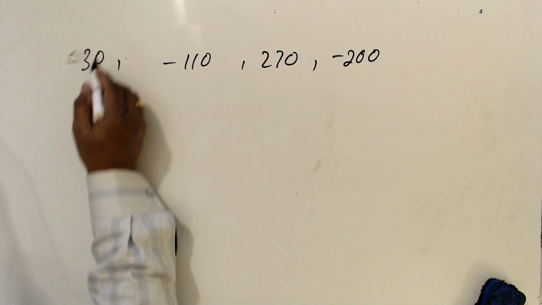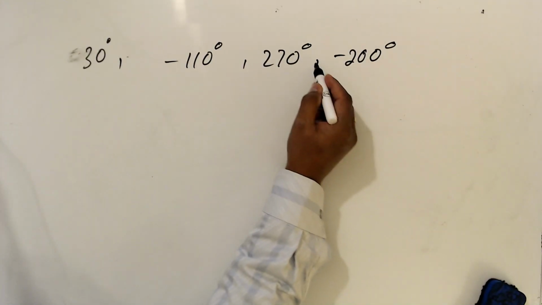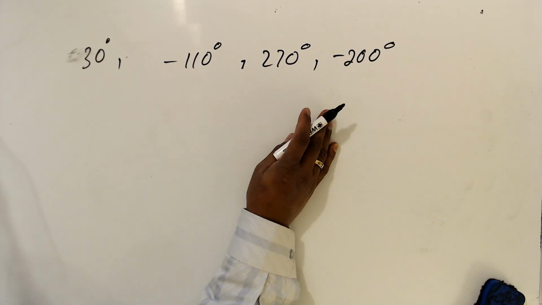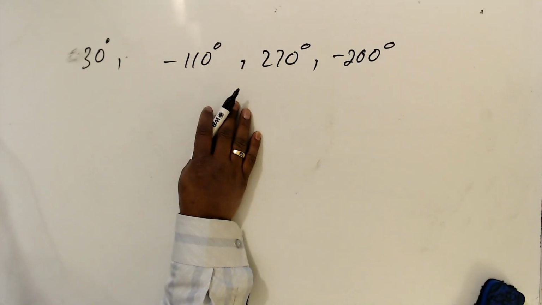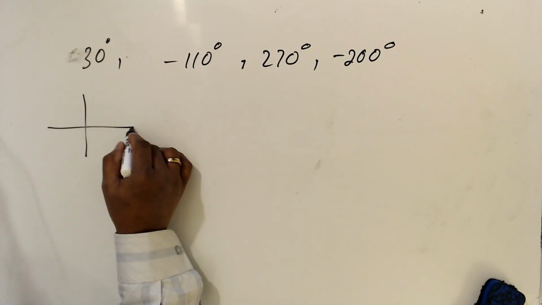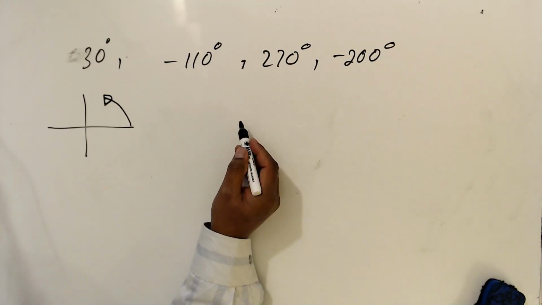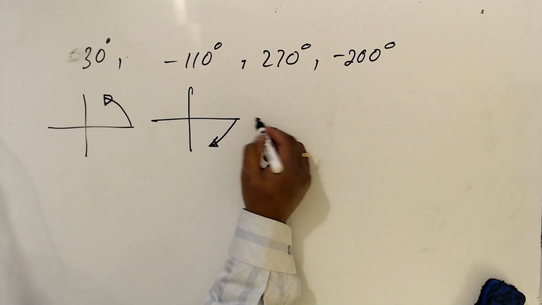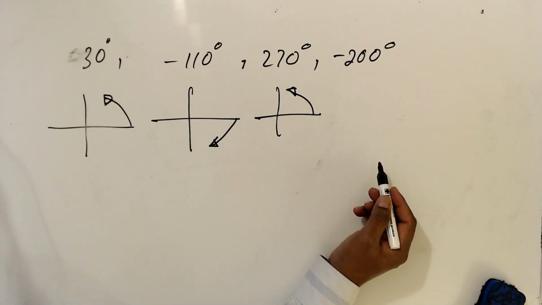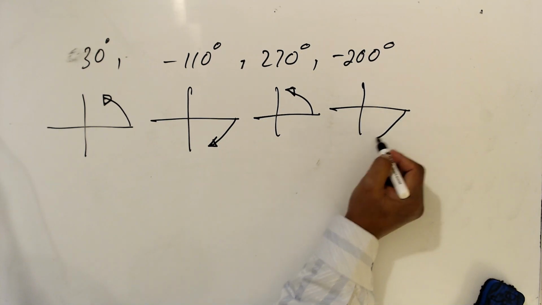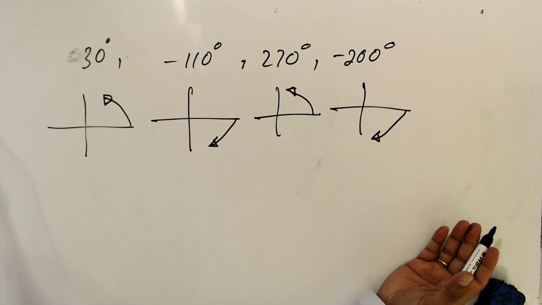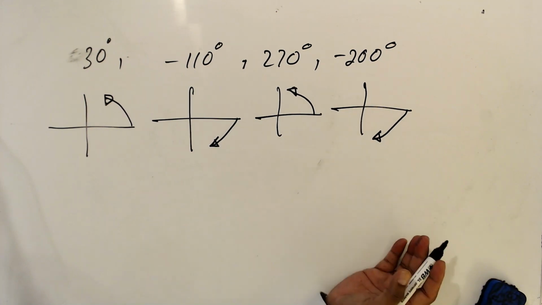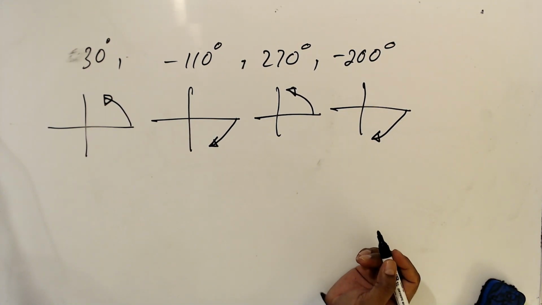Now you can see that there are some angles I jotted down. Now, if I ask you to draw, you know which direction you need to start. You know this is positive, so you have to go anti-clockwise. This is negative, then you have to go clockwise. This is positive, so you have to start anti-clockwise. This is negative, then you have to go clockwise. So when you look at the symbol, you know which direction you are going to take.